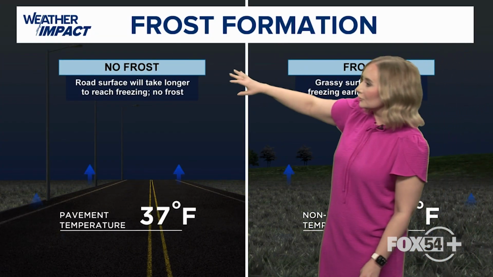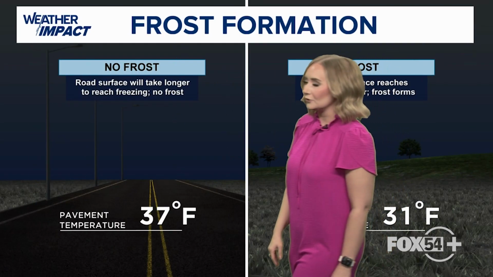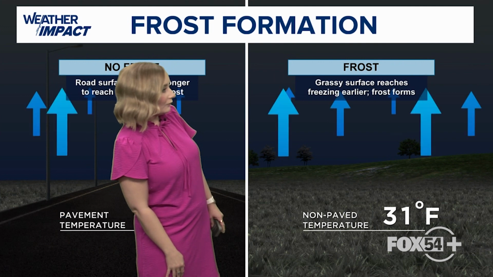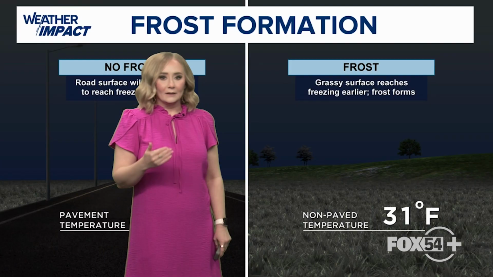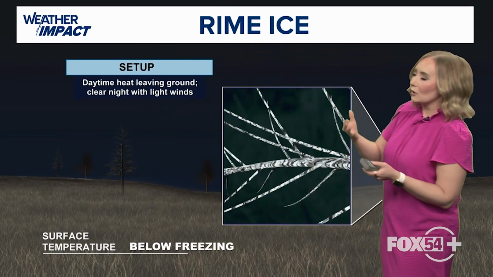So road surfaces are going to take longer to reach that freezing temperature of 32, so no frost is going to be involved with that. But as for the grassy surfaces, once they reach freezing earlier, that's when we're going to see that frost start to form.